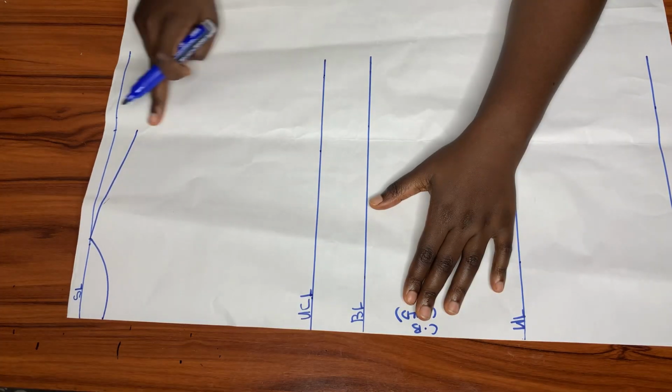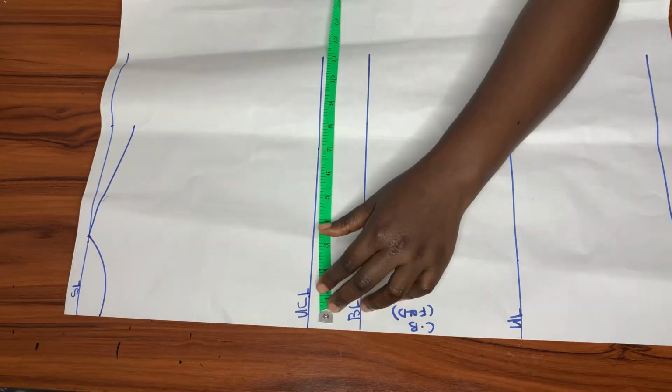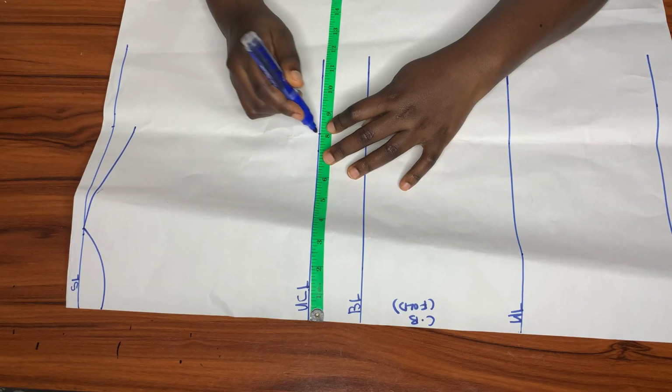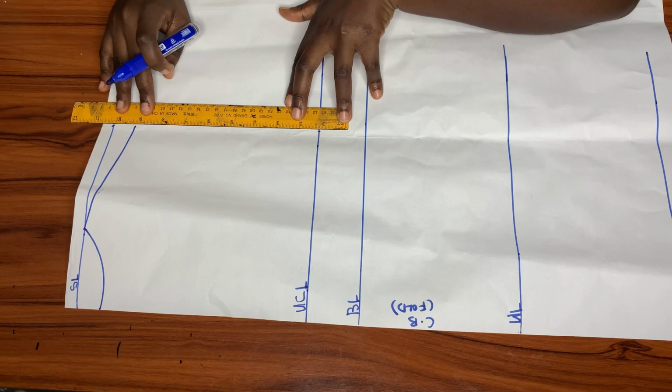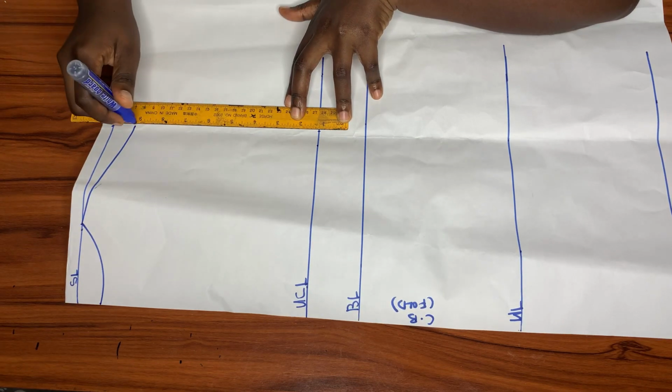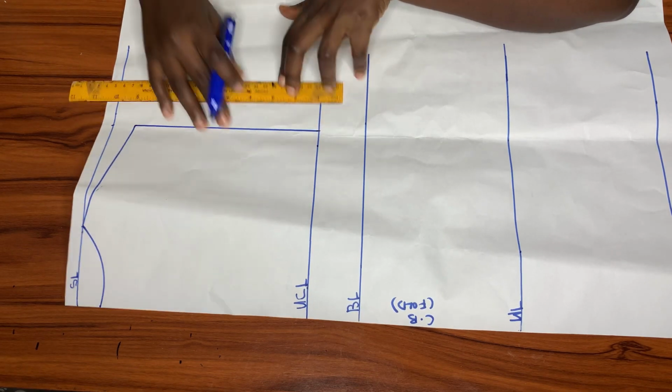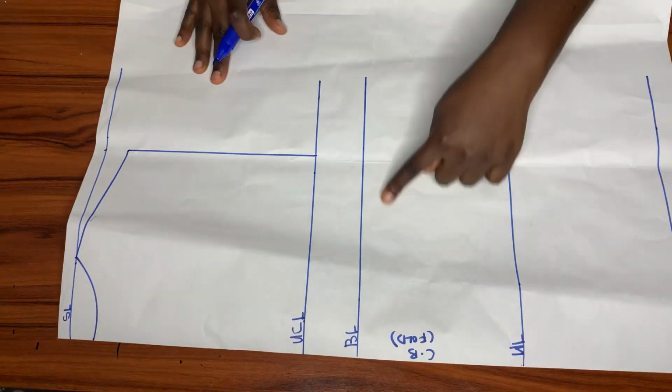Next, I'll be connecting the shoulder slope to meet the chest line. I'm just measuring 8 inches along the upper chest line to make sure the line is straight. Then I'll go in with my ruler to connect the shoulder slope to the chest line like so. And then I'll start inserting my horizontal measurements.